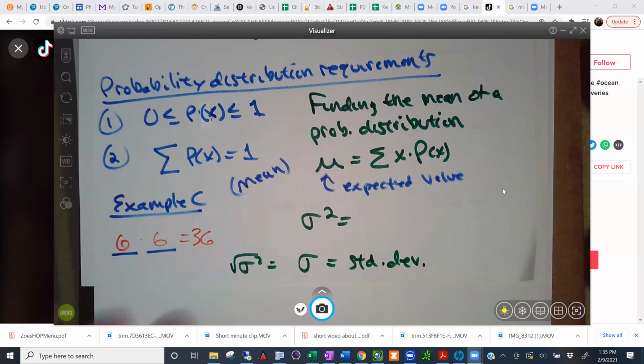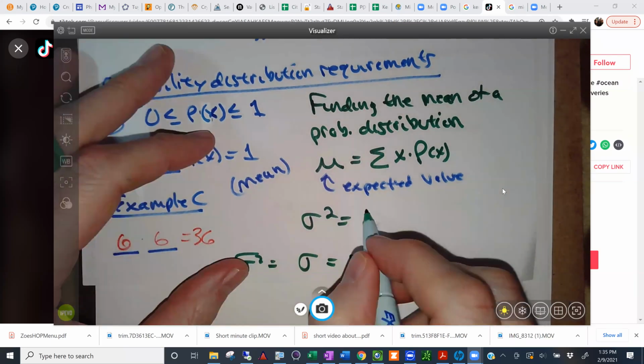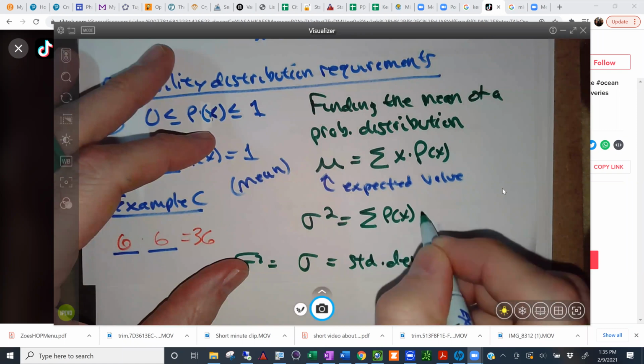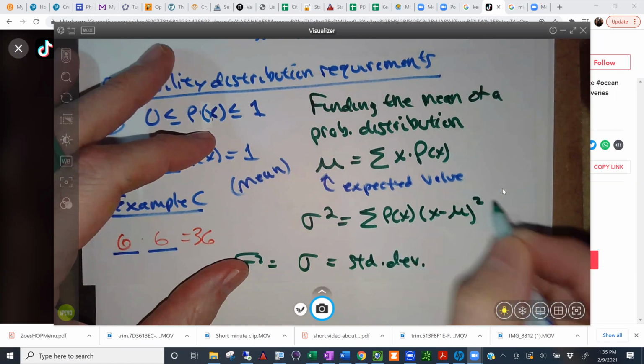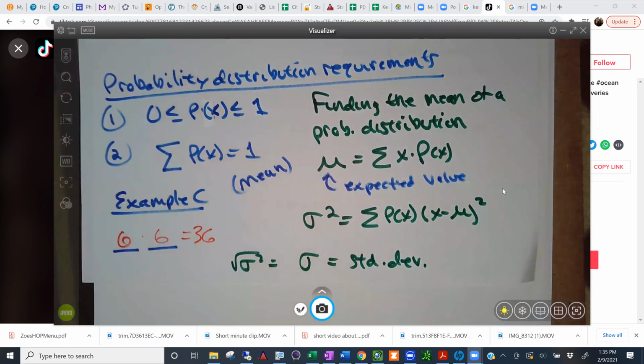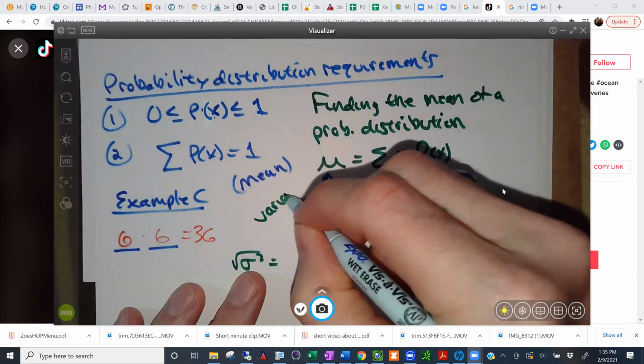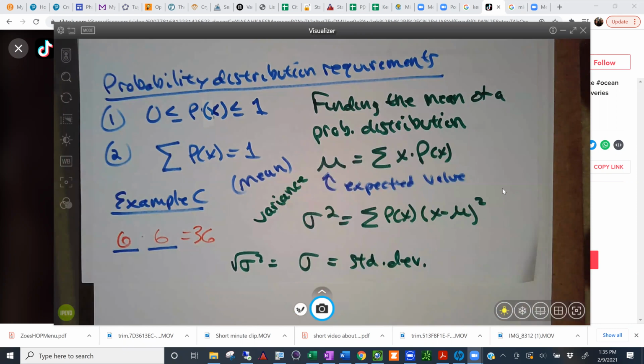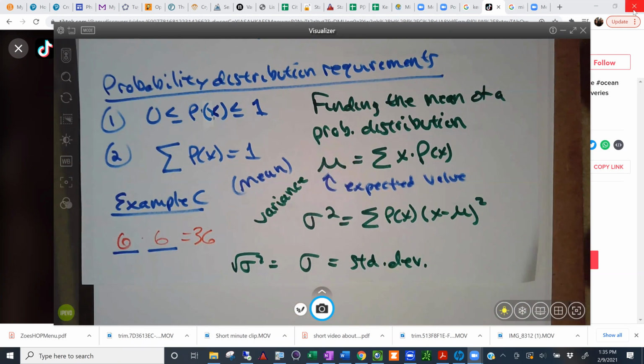Well, sigma squared is calculated this way. It's going to be the sum of P of X times X minus mu squared. So that's going to be your variance from a probability distribution. Variance. So we'll practice calculating that variance. We'll go back to our work with rolling a pair of dice and see if we can't calculate the variance there. And then we'll take a look at some applications of the variance and standard deviation.